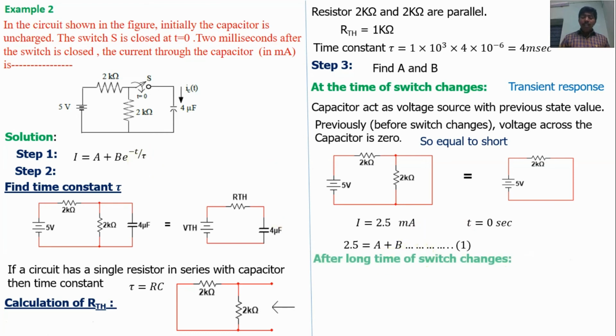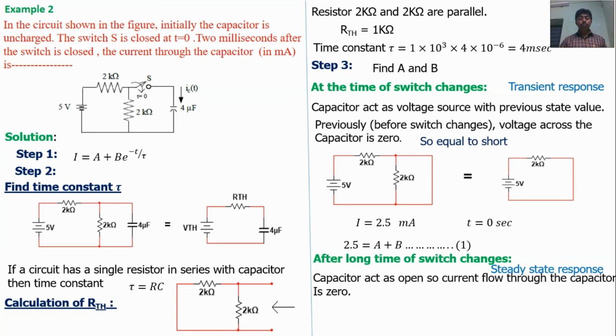So after a long time of switch changes means steady state response. We know the capacitor behavior. If the capacitor is connected for a long time, the capacitor acts as open because the capacitor is fully charged. There is no current flow through the capacitor. So I is equal to 0 milliamp at t is equal to infinite seconds. T is equal to infinite means a long time after switch changes.